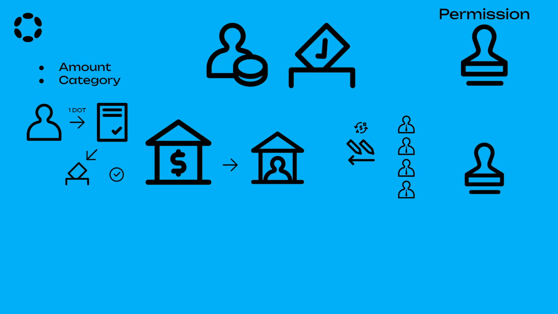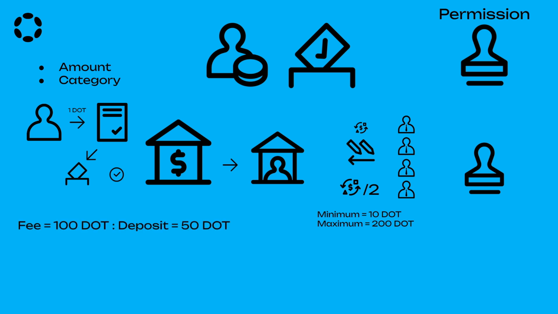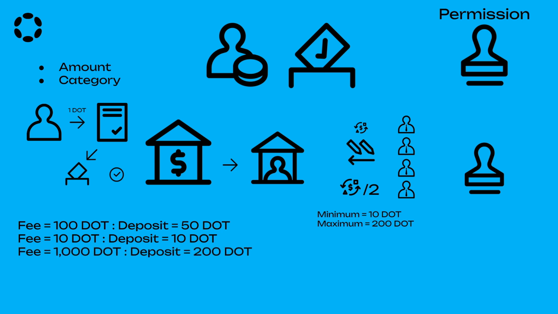However, before the curator can manage the parent bounty, they must first accept the curator role by placing a deposit, which is currently equal to half the curator fee, with a minimum of 10 DOT and a maximum of 200 DOT. For example, if the curator fee is 100 DOT, then the curator would need to place a deposit of 50 DOT to accept the curator role. If the curator fee is 10 DOT, then the curator would need to place a deposit of 10 DOT, since 5 DOT is below the minimum. If the curator fee is 1,000 DOT, then the curator would need to place a deposit of 200 DOT, since 500 is above the maximum.